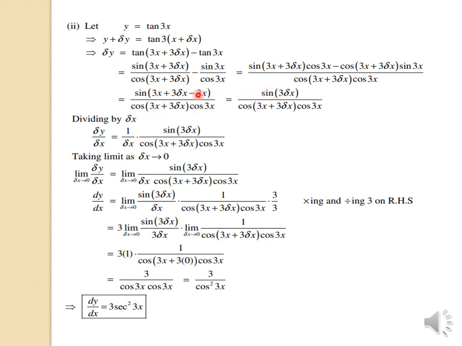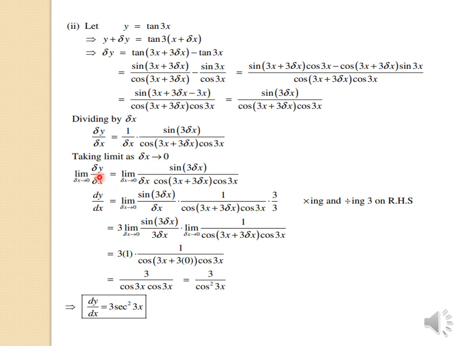So plus 3x and minus 3x cancel out. There only 3 delta x remains in the bracket, which is in the angle of sine. And similarly, the denominator remains the same. So students, now taking dividing by delta x on both sides. So here we divided by delta x and here also we divided by delta x. Now in the next step, taking limit delta x approaches 0.